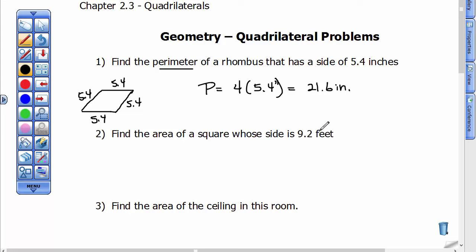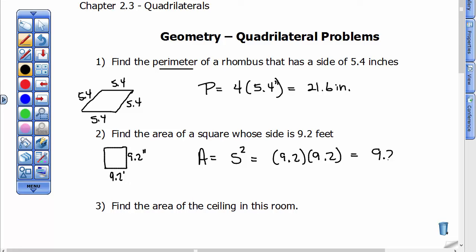Okay, find the area of a square whose side is 9.2 feet. So here's my square, and its side is 9.2 feet. And remember, the area of a square is found by taking its side and squaring it. So you can either go 9.2 times 9.2 on your calculator, or you can take 9.2 and hit the squared key on your calculator. Either way, you should get an answer of 84.64. But remember, when you take feet times feet, you get an answer in feet to the second power. So the area is in square feet.